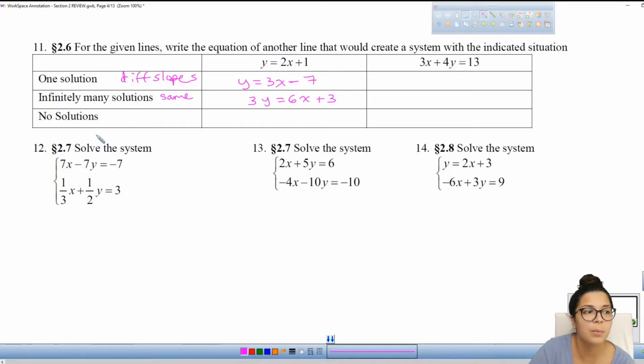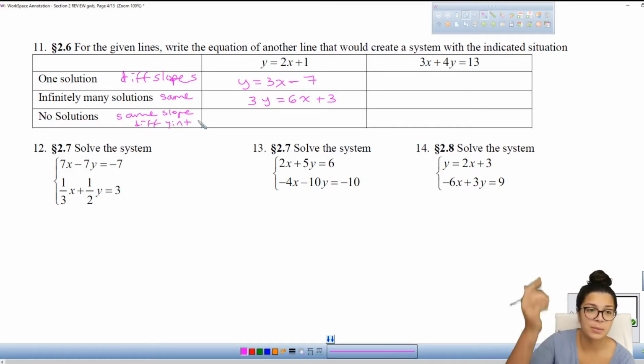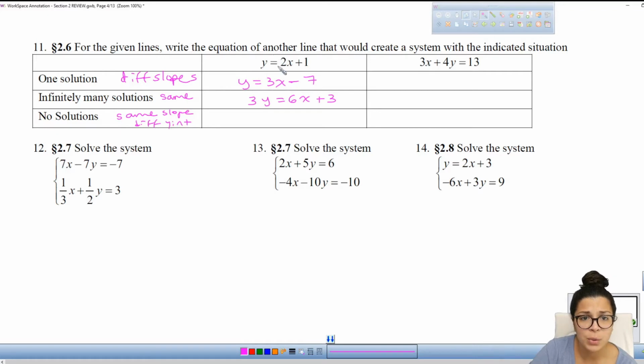And then last one, we want no solution. No solution means that they have the same slope, but different y-intercept. So parallel lines, right? So we want the same exact slope, but a different y-intercept. So the y-intercept is 1. Anything other than 1 would work. So let's go with +5.